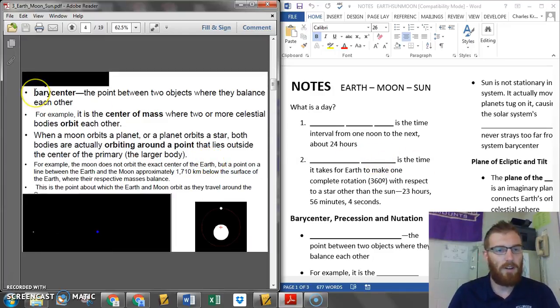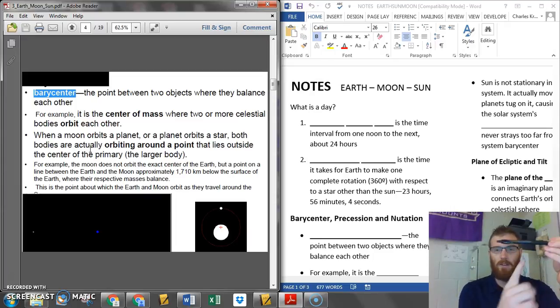Okay, moving on. Barycenter is one of the more important concepts that we'll talk about here. The barycenter is the point between two objects where they balance each other out. So if I were to balance, say, this pin, where this pin balances on my finger would be the barycenter. The barycenter is not always in the middle of two objects.